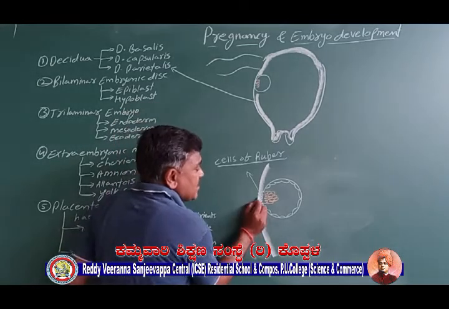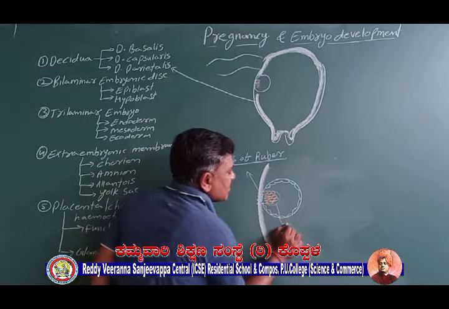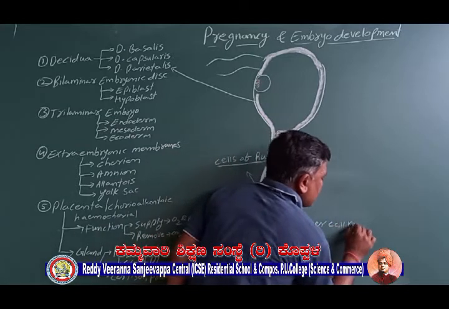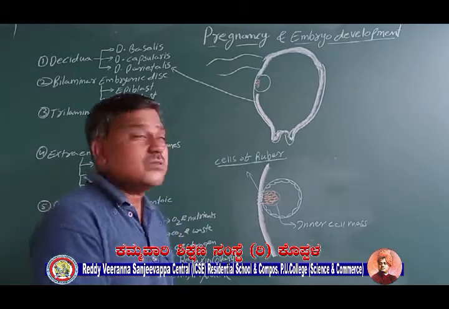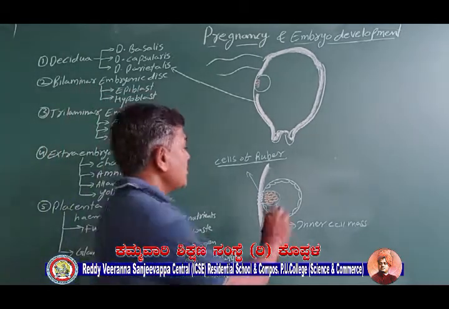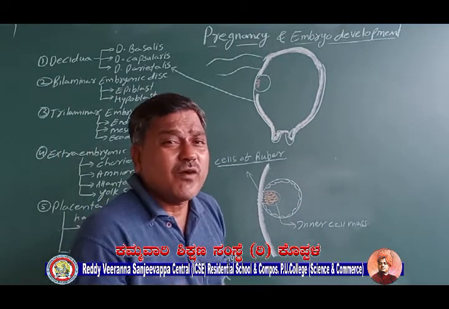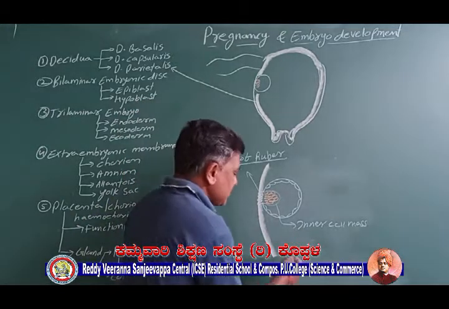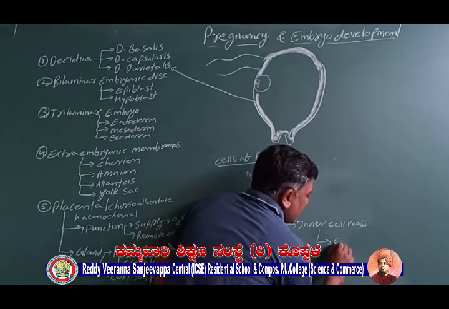Okay, now what is present at the back side of the cells of Rauber? There is a presence of inner cell mass. Now what are the changes which are occurring in the inner cell mass? Keep in mind, trophoblast cells are responsible for forming the extraembryonic membrane, and inner cell mass is the future embryo.